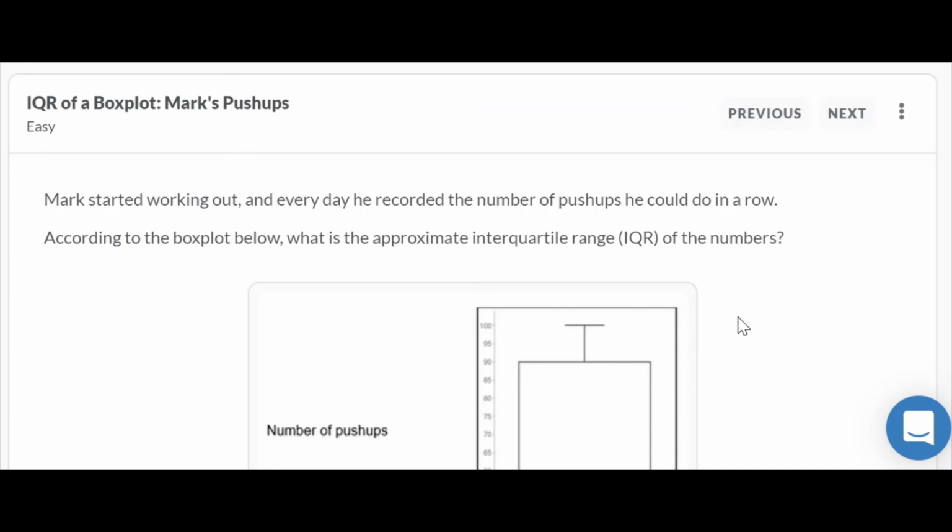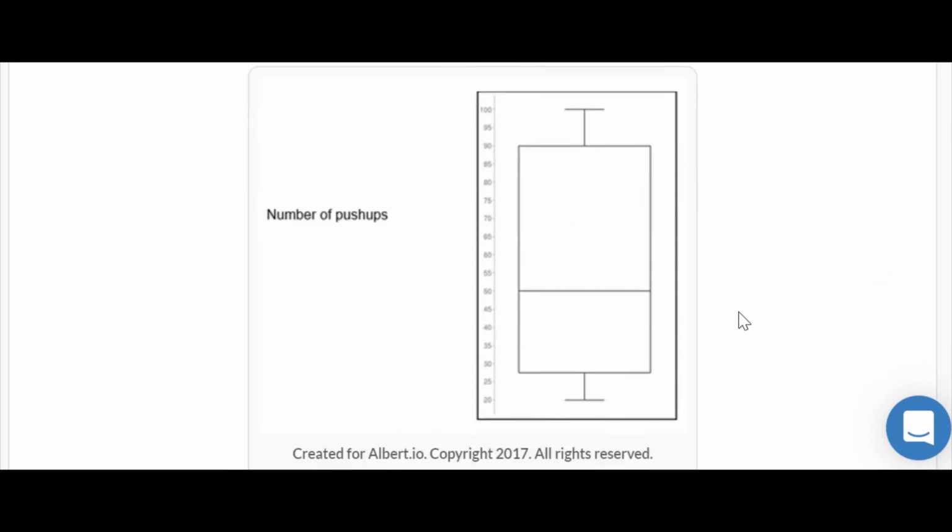Here you're given a box plot. You're asked to calculate the IQR. Remember, the IQR is the length of the box, and you actually have to subtract those numbers. Don't show the numbers, just subtract them. IQR is one single number.